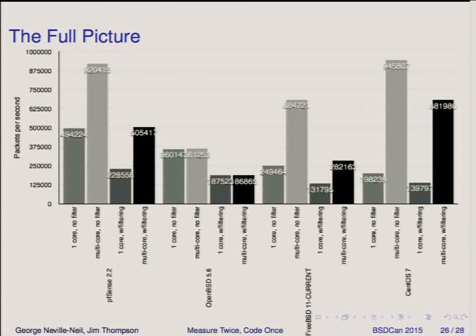So it's pfSense, OpenBSD, FreeBSD 11 as of February, and then CentOS 7, which is the Linux IP table stuff, right? And now you've got a picture. This is what it looks like when you're trying to do software-based firewalls on an open source operating system, which is something we're not giving up. I mean, as it was pointed out to me the other day, FreeBSD still has three firewall systems, right?